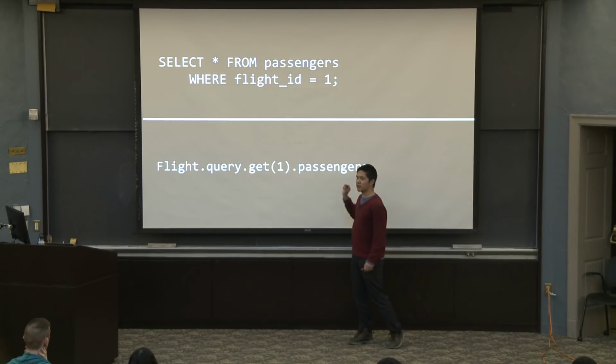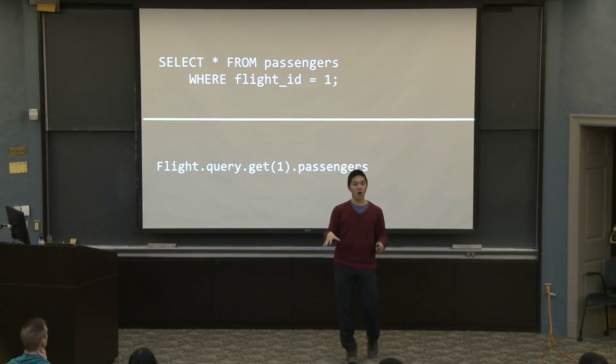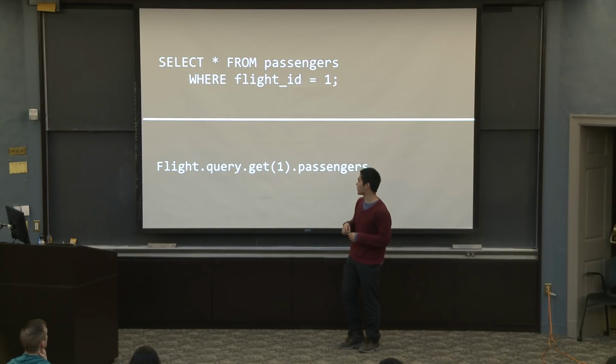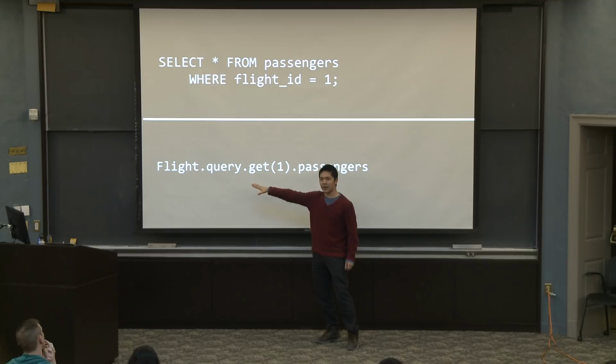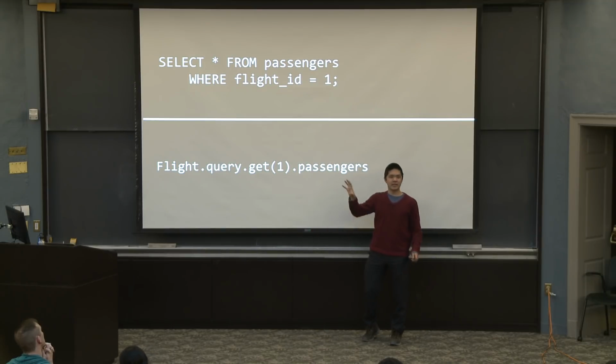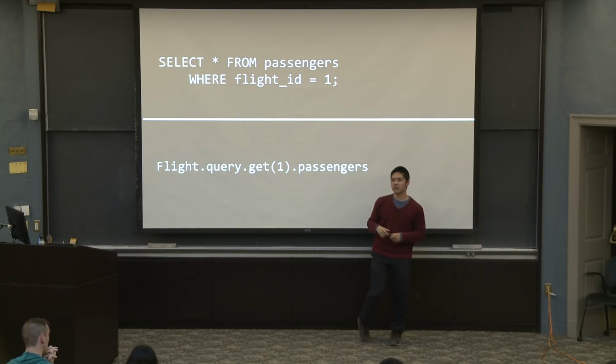And dot passengers is interesting because dot passengers is not a column in the flights table. The flights table only has origin and destination and duration. But using relationships that ORMs are going to give us the ability to use, we can now just take a flight and say dot passengers to get at all of the passengers that happen to be on that particular flight. And I'll show you an example of what that looks like in just a moment as well.